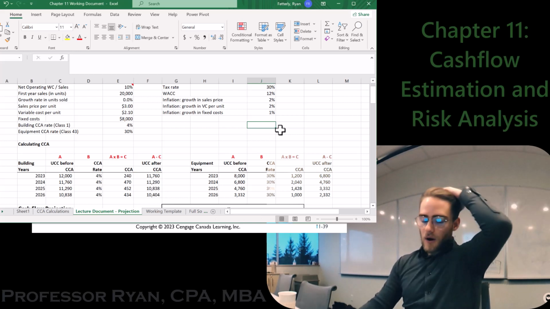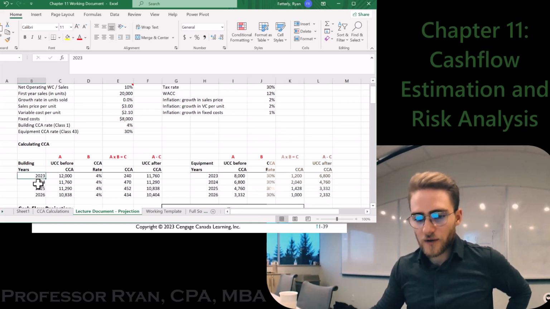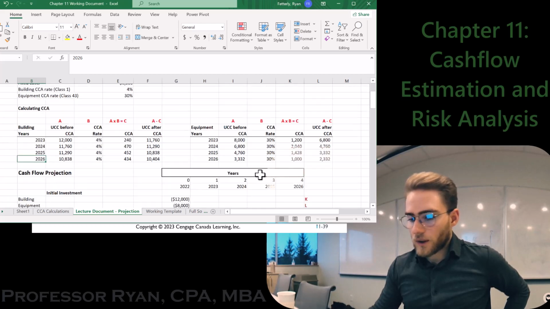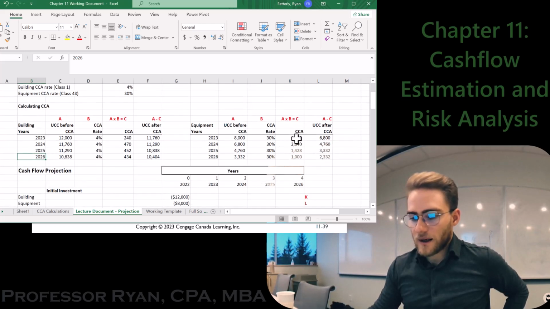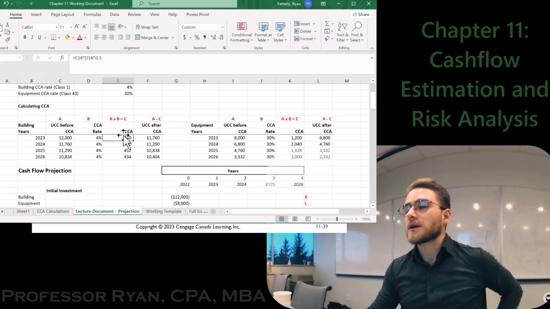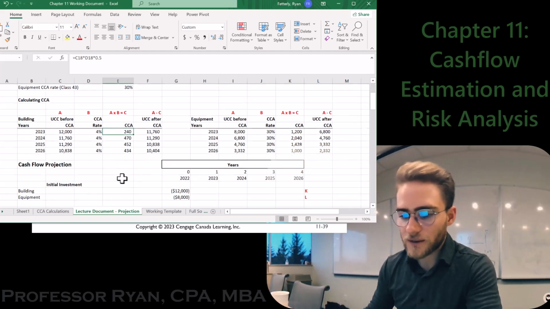Okay. So here are my tables for 2023, 2024, 2025, and 2026 for this project. We're going to be able to deduct, say for equipment, in 2023, $1.2 million, and then for the buildings, $240,000. So now we're going to move on to our cash flow projection.